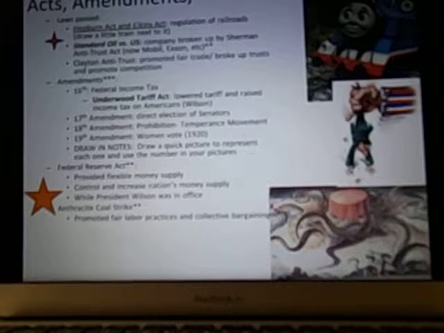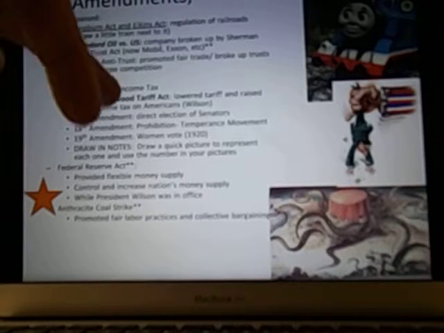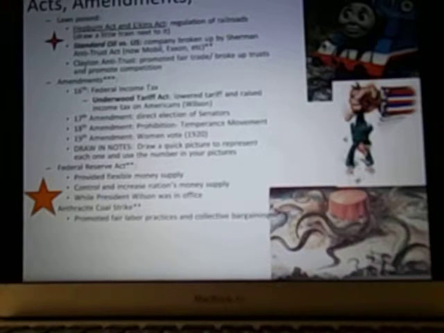All of these amendments are considered progressive actions that were passed. So the federal income tax is a tax based on how much money you make. That's very progressive. If richer people are paying a higher percentage of taxes and poor people are paying less, if any, that's very progressive. It helps poor people out.